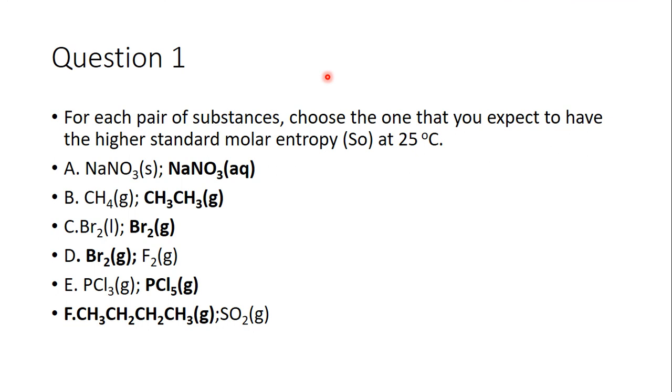So our first question is just to see from our molecules which one has a higher standard molar entropy. So I'll just run through all of these. The aqueous version has a higher molar entropy than the solid. CH3 is heavier and has more bonds than CH4. Gas always has more entropy than liquid. Heavier gases have more entropy. Heavier gases as well here. Heavier and more bonds will have more entropy than SO2.